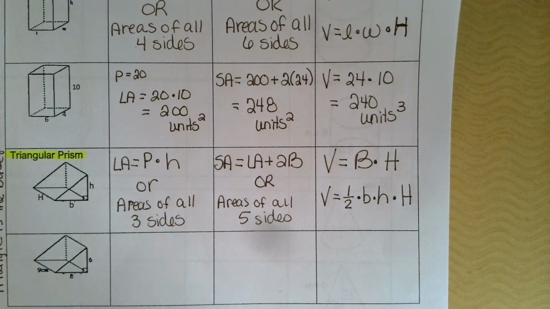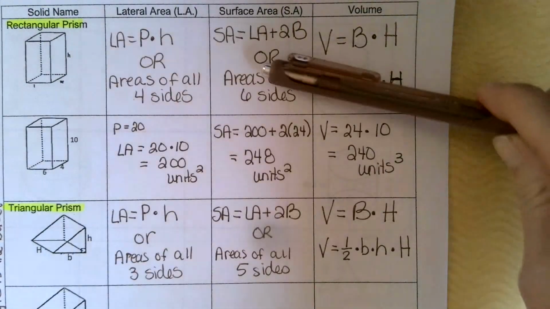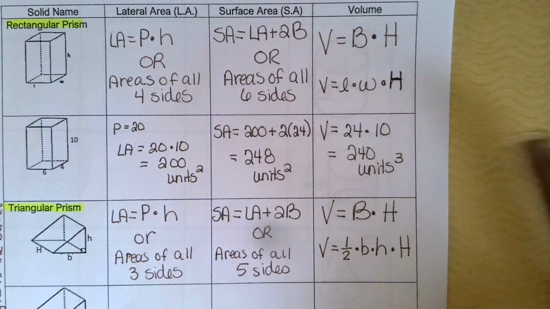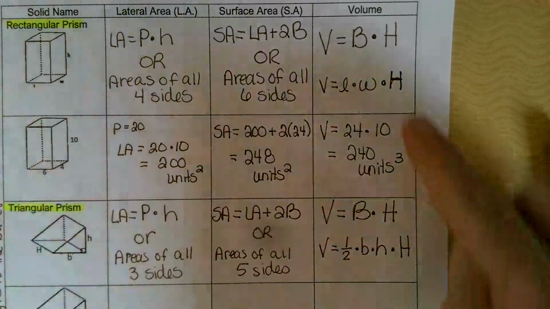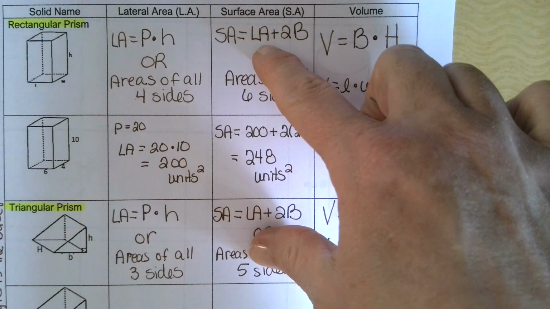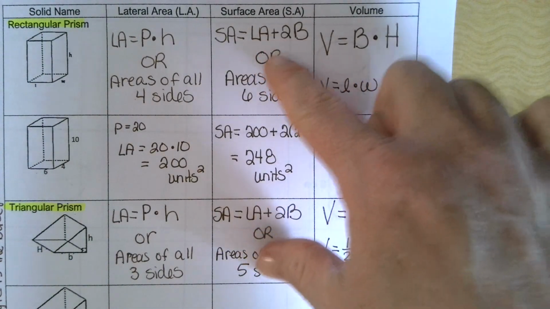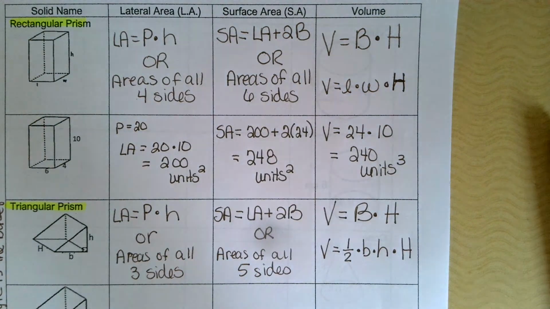So what have you noticed so far? Same formula, same formula, same formula. It's really not that different. Area of the base times the height for the volume. Lateral area plus 2 times the bases area for the surface area, and then the perimeter times the height. So far, we're being very consistent. Okay, let's do this problem.